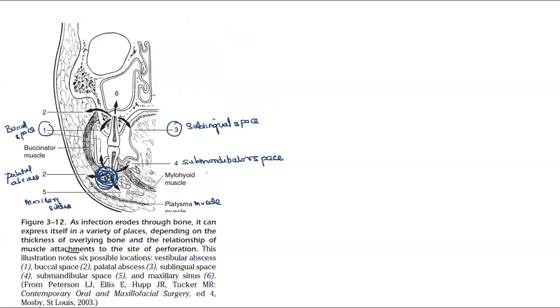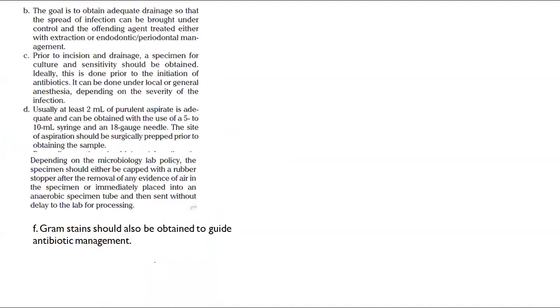All right. Then here we saw how an infection can erode through a bone. Here in the mandibular region, there is an infection. It can pass through the buccal space, palatal abscess, sublingual space, submandibular space, and maxillary sinus. And this is how an infection can erode through a bone. The goal is to obtain adequate drainage so that the spread of the infection can be brought under control and the offending agent treated with either extraction, endodontic, or periodontal management, depending on the case.